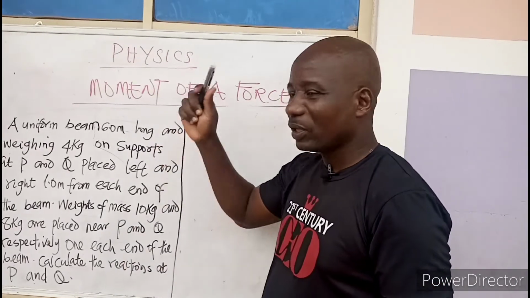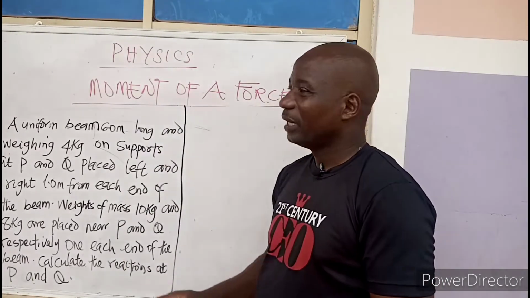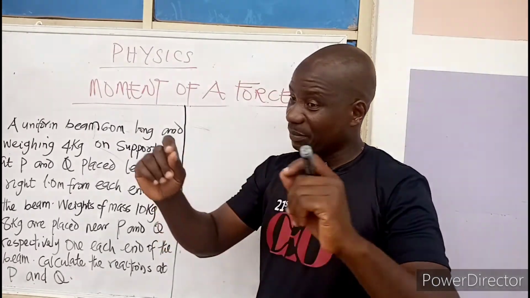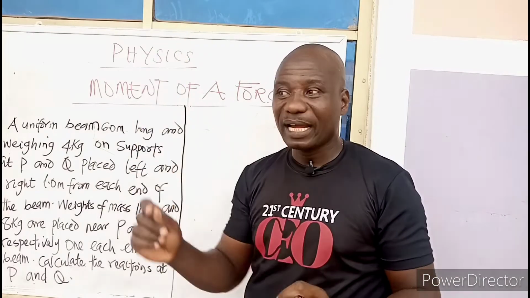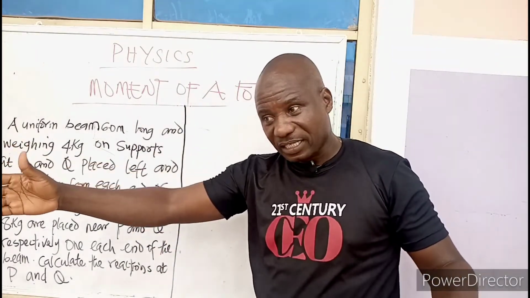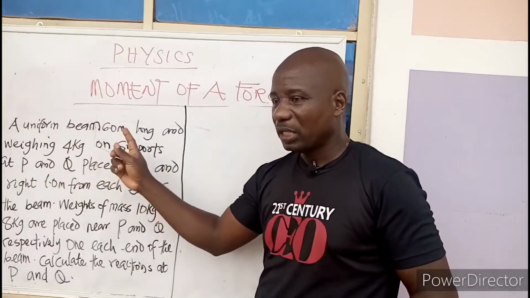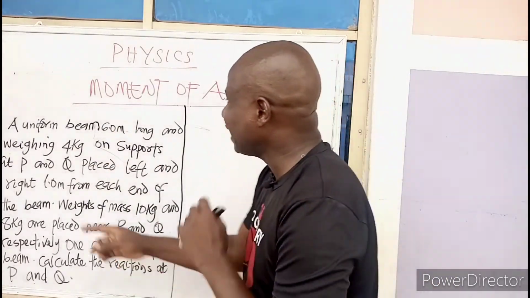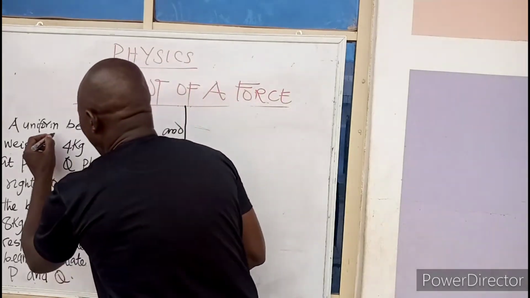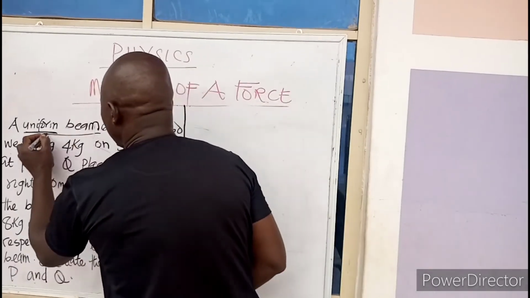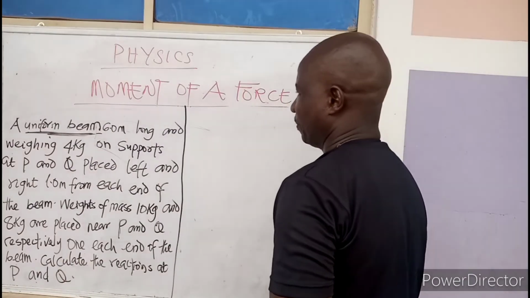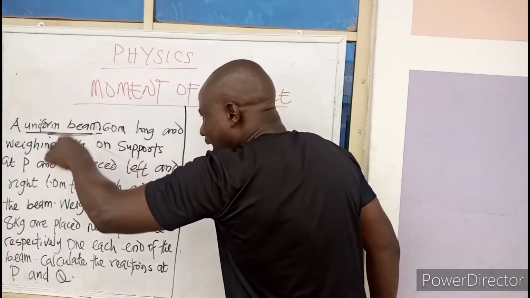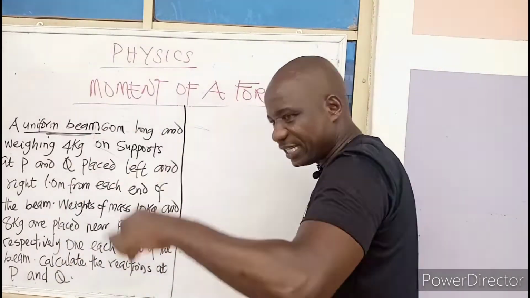Class, this is another beautiful example. Remember the one we did before has only one support, and it is a meter rule. And I did say that you can have different lengths. Here, it is no more a meter, but 6.0 meters. Now they said a uniform beam. So it means the weight of that body will be at the center.